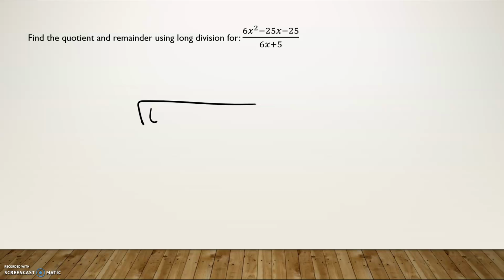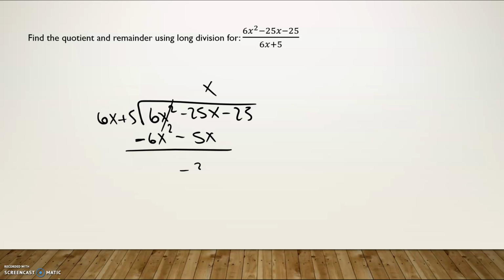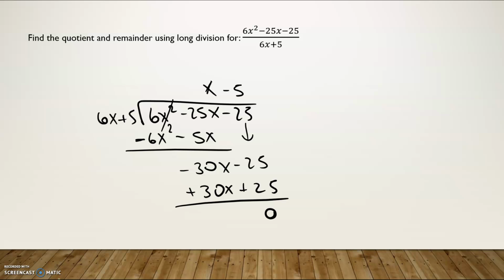So we've got 6x squared minus 25x minus 25, and this is 6x plus 5. Looks like I just need to multiply that times x. Okay, so that'll be 5x and 6x squared. Change the signs. Goes away. Negative 30x, bring this down, minus 25. Looks like I need to multiply that times a negative 5. Okay, so that will be a negative 25. This will be a negative 30x. Change the signs. Okay, that's 0 again.